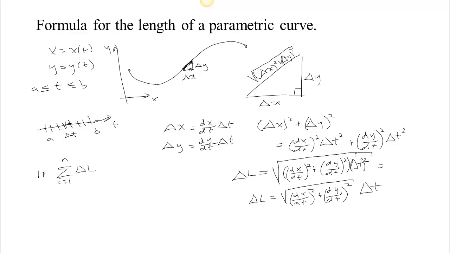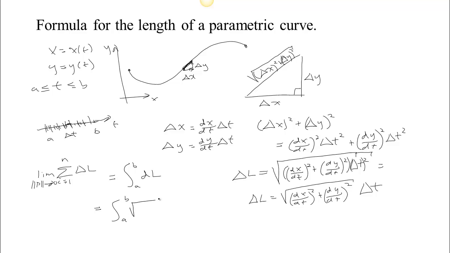So to make this better, we should take the limit as the norm of the partition tends to 0, which means that we should break this up finer and finer and finer so that our results are more and more accurate. When you do that, that's called a Riemann sum. We're taking the integral from the starting time to the ending time of dl. And of course, dl is related to dt in this way.